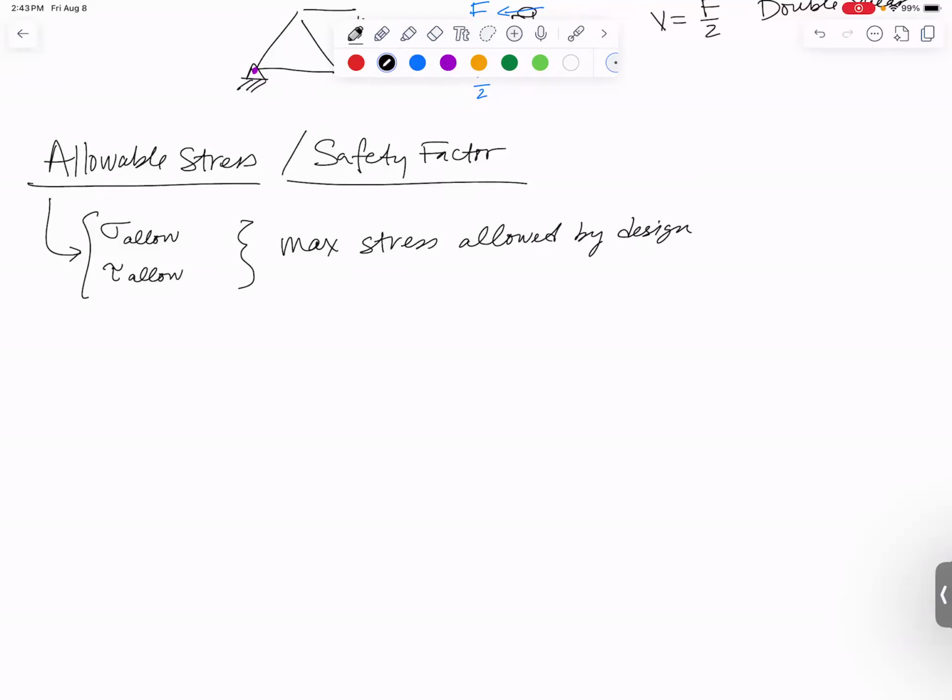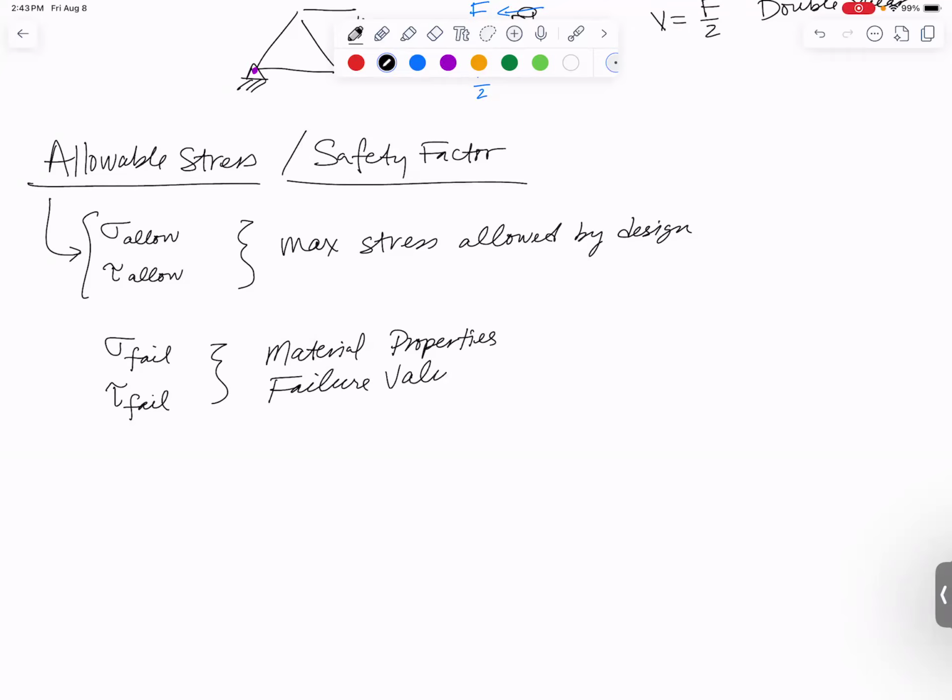We get another pair of stresses. These are what we call sigma fail, normal stress that would cause failure, and shear stress that would cause failure. These are actual material properties. So whether we're dealing with steel, aluminum, wood, polyester, polypropylene, whatever the material happens to be, there will be failure values that you can look up for that material.